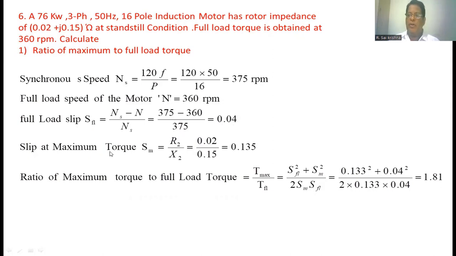For the slip at maximum torque, that is Sm equal to R2 by X2, that is equal to 0.02 by 0.15. We are getting the value 0.133. Now we know the slip of the induction motor at maximum torque and the slip at full load. Already we know the relation between the maximum torque to the full load torque in an induction motor, that is equal to (SFL square plus Sm square) divided by 2 Sm SFL. Substitute all the values, you are getting 1.81. This is representing that the maximum torque in the induction motor is more than the full load torque.